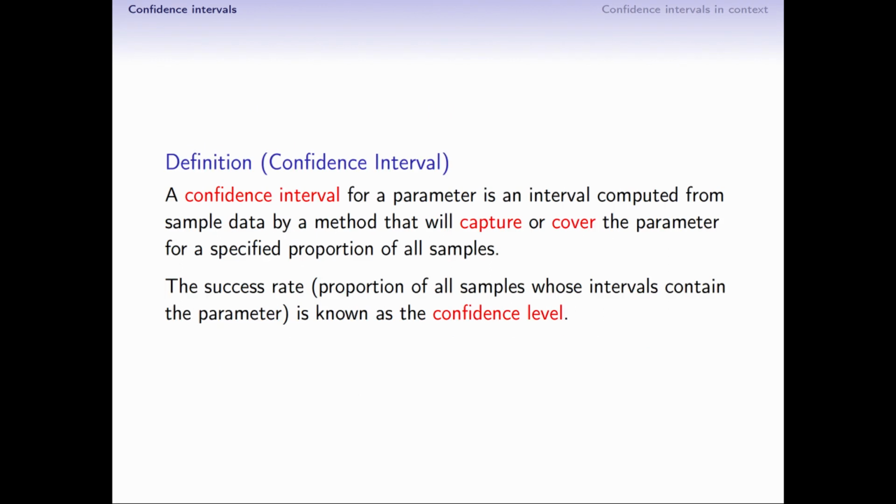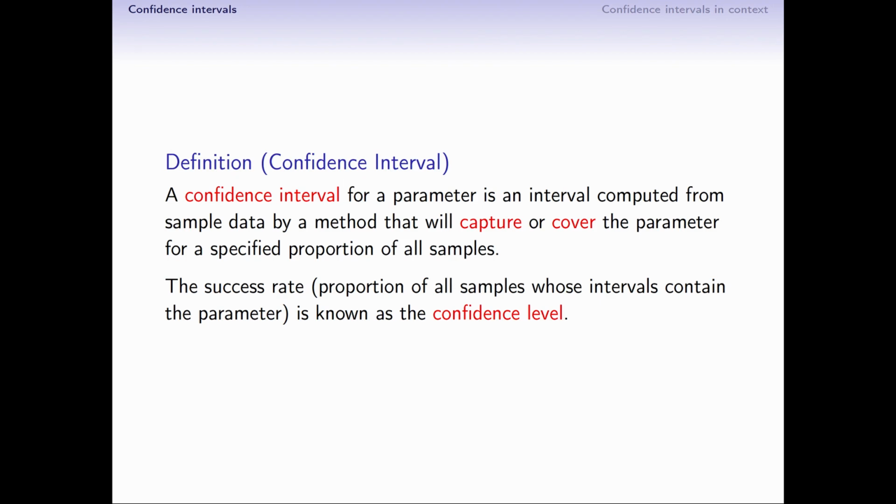A confidence interval for a parameter is an interval computed from sample data by a method that will capture or cover the parameter for a specified proportion of all samples. So the thing to understand about a confidence interval is that each sample is going to produce a slightly different confidence interval. Some of those confidence intervals will cover or contain the parameter of interest, and some of them will not. So the success rate, the proportion of all samples whose intervals contain the parameter, is known as the confidence level.